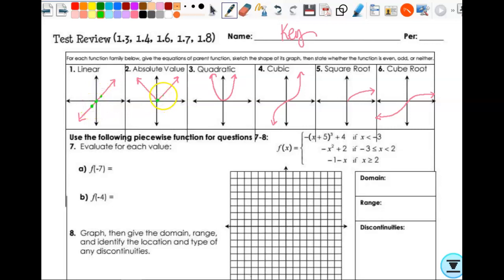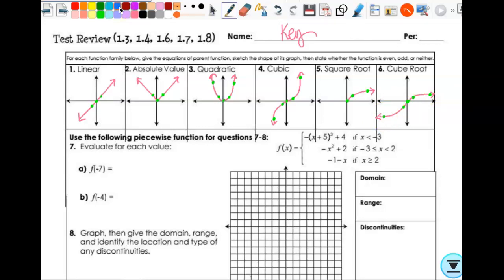I got 3 anchor points for the absolute value. I have 5 for the quadratic: (0, 0), (1, 1), (-1, 1), (2, 4), (-2, 4). Cubic, I got (0, 0), (1, 1), (-1, -1), (2, 8), (-2, -8). Square root: (0, 0), (1, 1), (4, 2). Cube root: (0, 0), (1, 1), (-1, -1), (8, 2), (-8, -2).